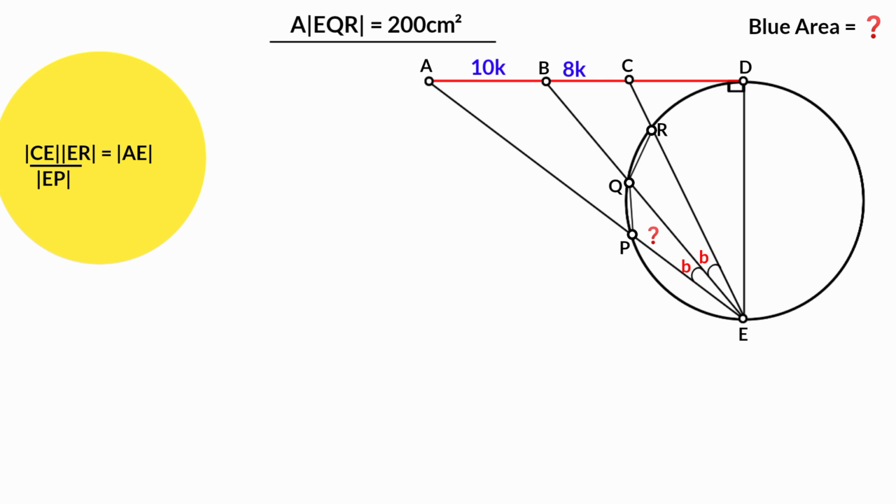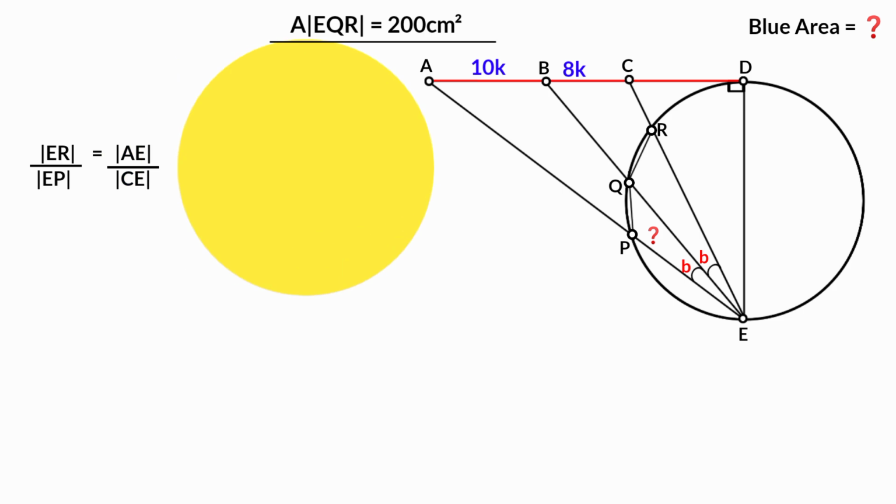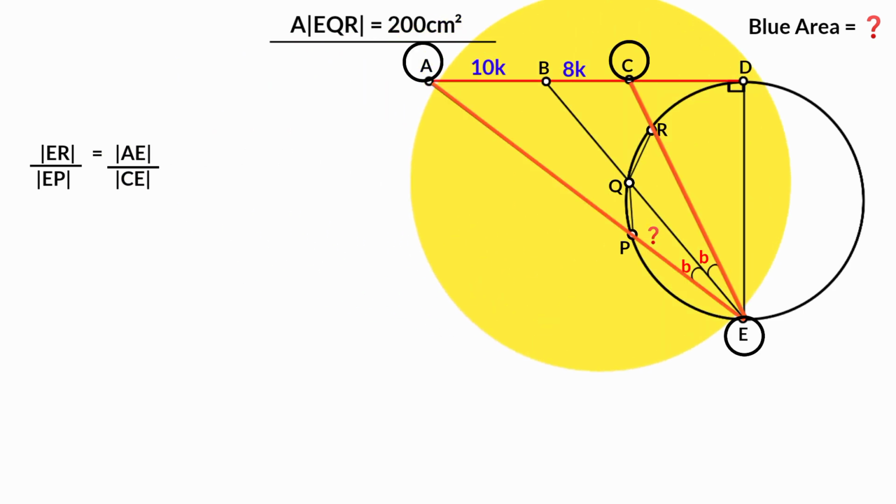Now divide both sides by line CE. Here this line CE line ER divided by this line CE is line ER. So line ER over line EP equal to line AE over line CE. Now look at this triangle ACE. This line BE bisects this angle of A. That is, it is an angle bisector of triangle ACE.